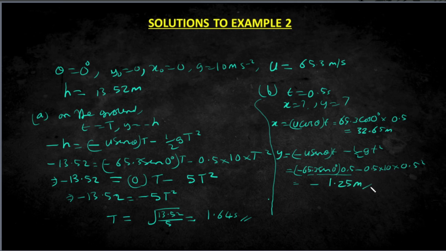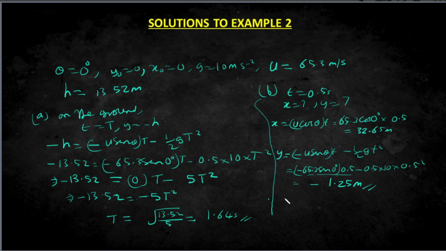1.25 meters. So therefore, the value of x is 32.65 meters, while the value of y is minus 1.25. Minus means it is going down. So that's how we calculate the value of the position at time 0.5 second.